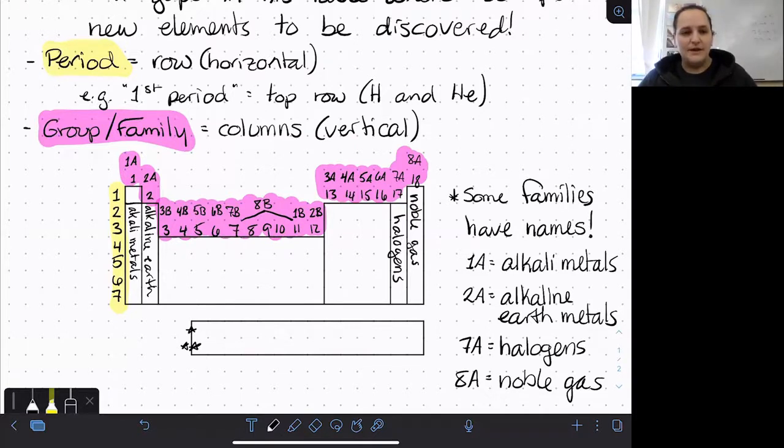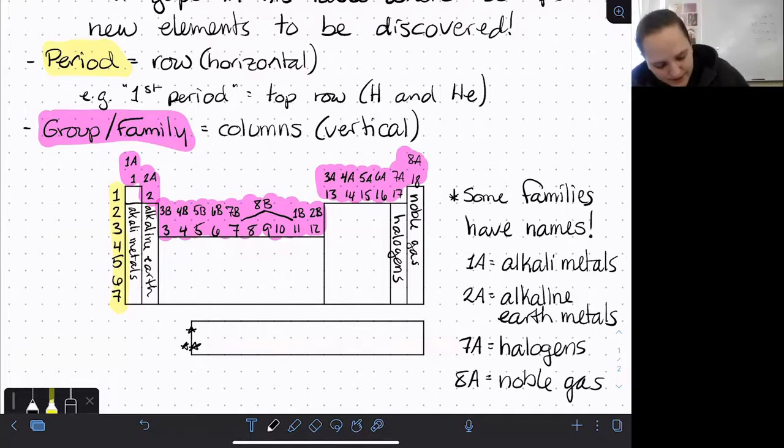Other than that, if you want to name a family, we either refer to it by its number or you can refer to it by the top element. So for instance, group 6A, the top element here is oxygen, so you could refer to that as the oxygen family if you need to refer to that column. But those are the families that have specific names that are likely to come up.